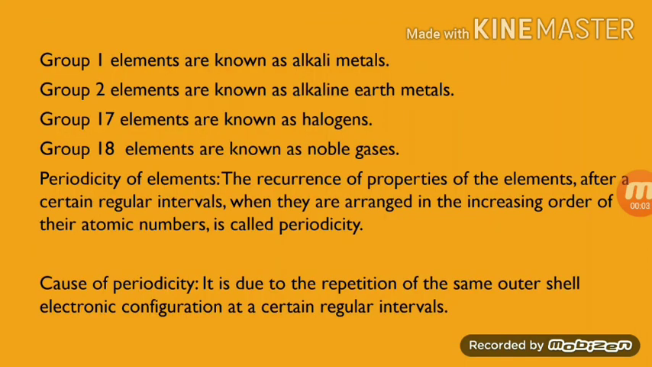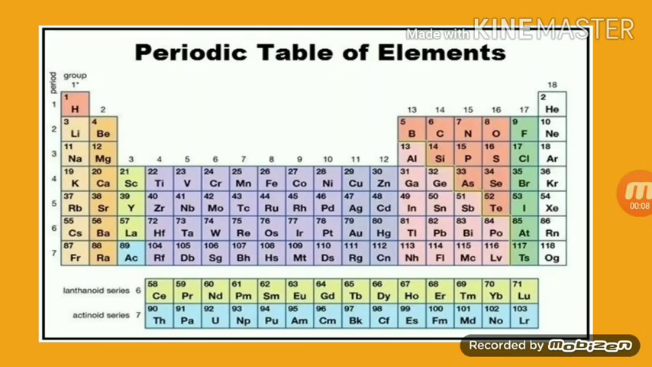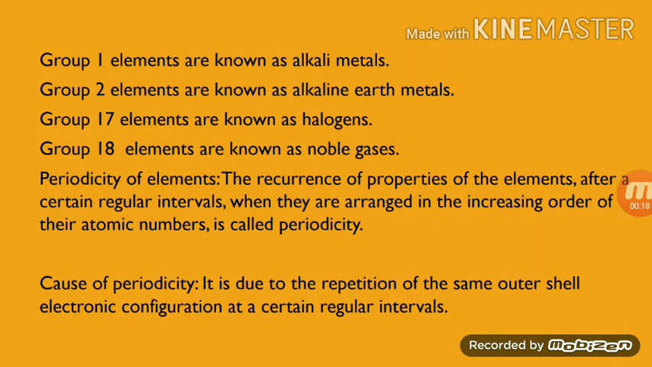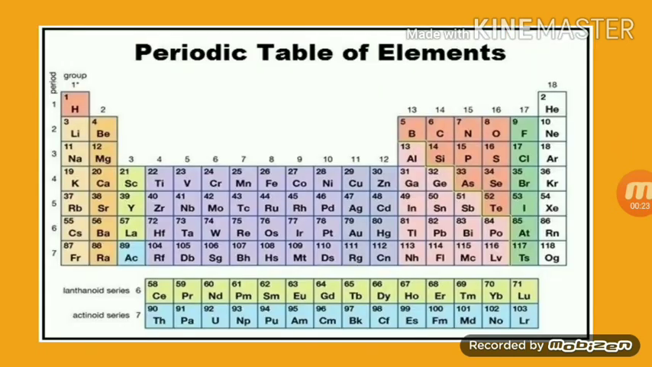Group 1 elements are known as alkali metals, and the group 1 elements consist of hydrogen, lithium, sodium, potassium, rubidium, cesium and francium. These elements are known as alkali metals. Okay, these are group 1 metals. Group 2 elements are known as alkaline earth metals. Group 2 elements consist of beryllium, magnesium, calcium, strontium, barium and radium. They are considered as alkaline earth metals.